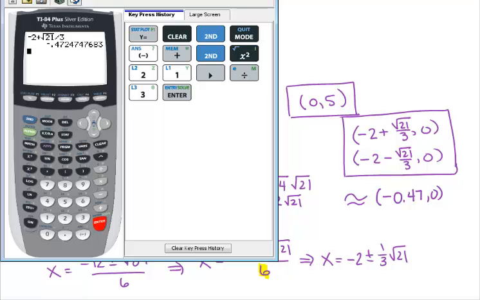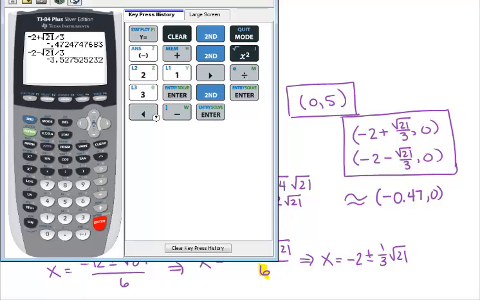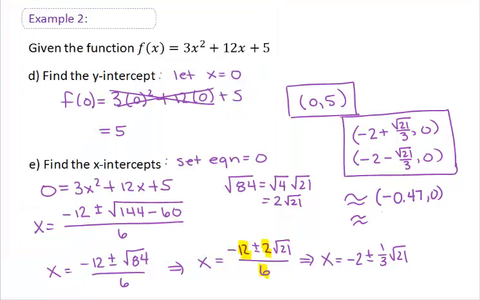My other one. I'm going to pull up the last entry that I did last time. If I hit second and then enter, it pulls up the last entry that I used before. The only thing I need to change is that plus into a minus. So I typed in negative 2 minus root 21 over 3, and that gives me negative 3.53, which gives me my other approximation.